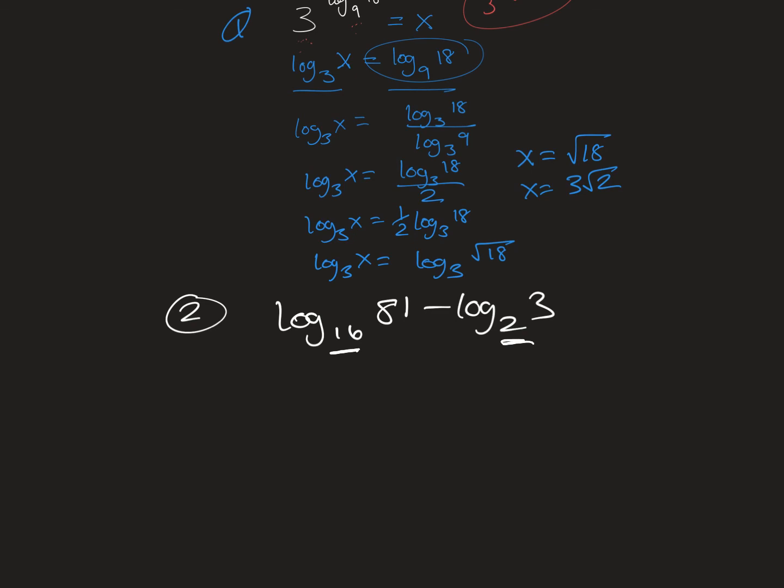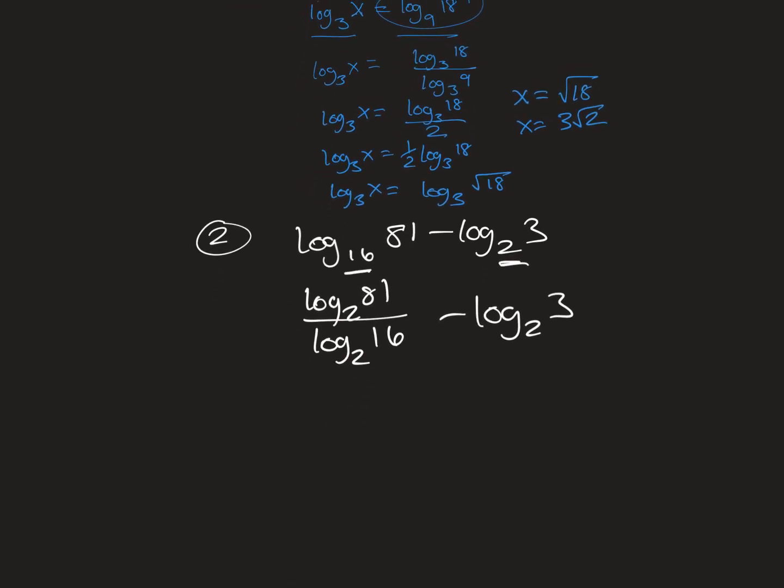And then I can use my properties of logs. So on the left, I'm going to change this. Instead of base 16, I'm going to use base 2. So this is log base 2 of 81 over log base 2 of 16. And I'm going to keep log base 2 of 3 the same. Log base 2 of 16 is just 4. So I'm going to write this as 1/4 log base 2 of 81 minus log base 2 of 3.